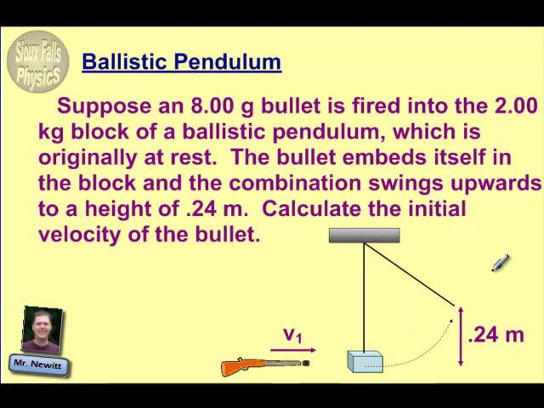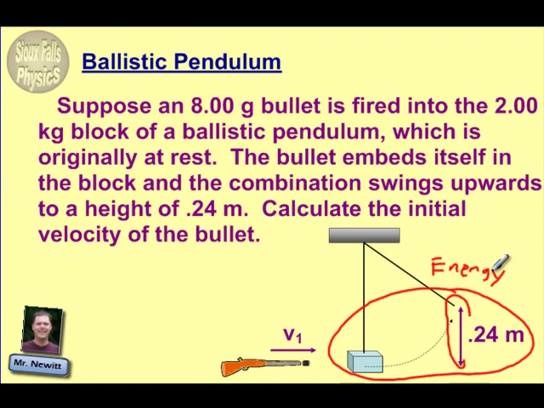The conservation of energy portion is going to occur over here, in this part of the diagram. We're going to have some potential energy as a result of this thing swinging upward 0.24 meters, and we're going to be able to figure out that potential energy and use that to figure out the kinetic energy that the block has when it's moving. Once we do that, that will allow us to find the velocity that block starts moving at.